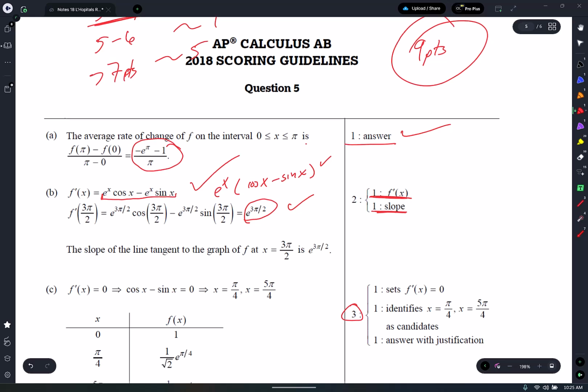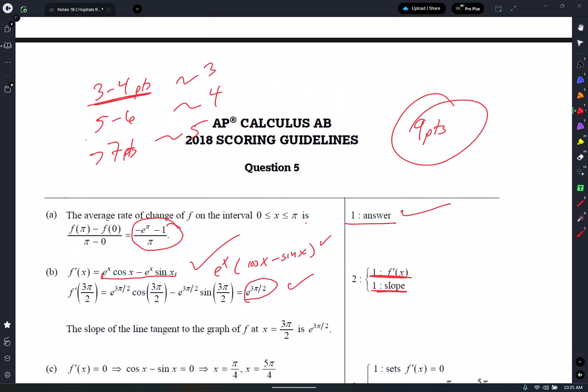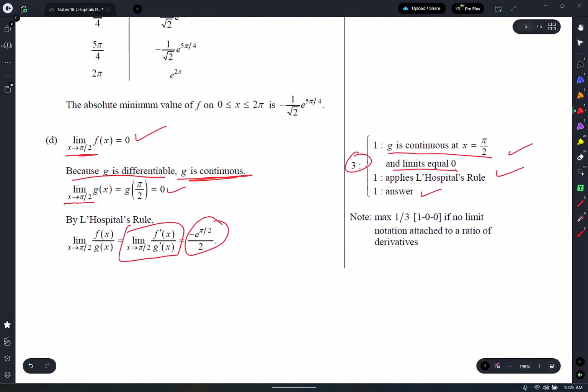So how many points did we get total? 2, 3, 6. We got 6. Yeah. So we're doing pretty good, guys. There is a note. Look at this note right here.